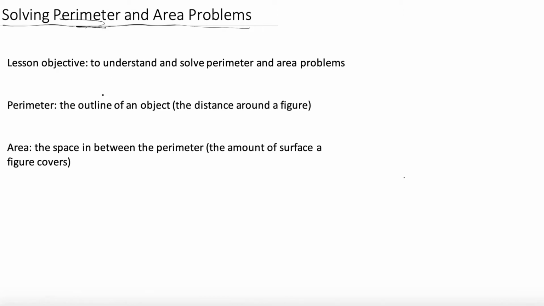A perimeter is the outline of an object, the distance around a figure. For example, if we draw a square, I just drew the perimeter. It's the outside of the shape. And an area is the space inside the perimeter. Not between the parts of the perimeter, but the inside of all of it. This is the area of it all on the inside. Our lesson objective for today is to understand how to solve perimeter and area problems.